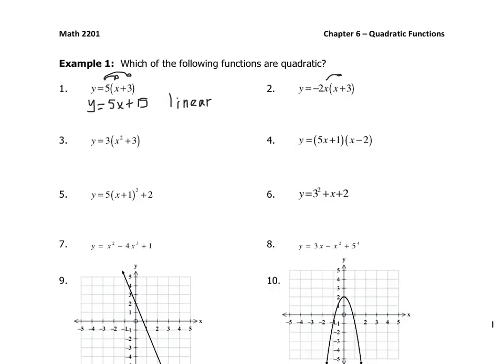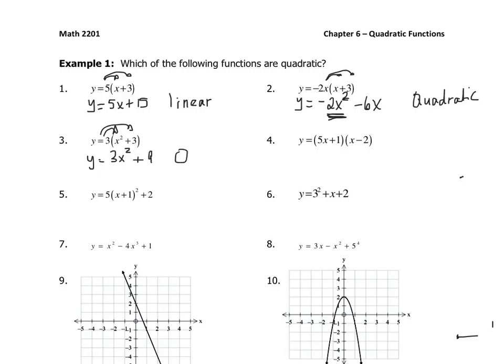Question number 2, if we look at it in expanded form, we have negative 2x squared minus 6x. Again, this one does have the x squared term, so this would be a quadratic. And example 3, if you expand, would also have the highest power being an x squared term, so 3x squared plus 9. So again, this has a quadratic form.